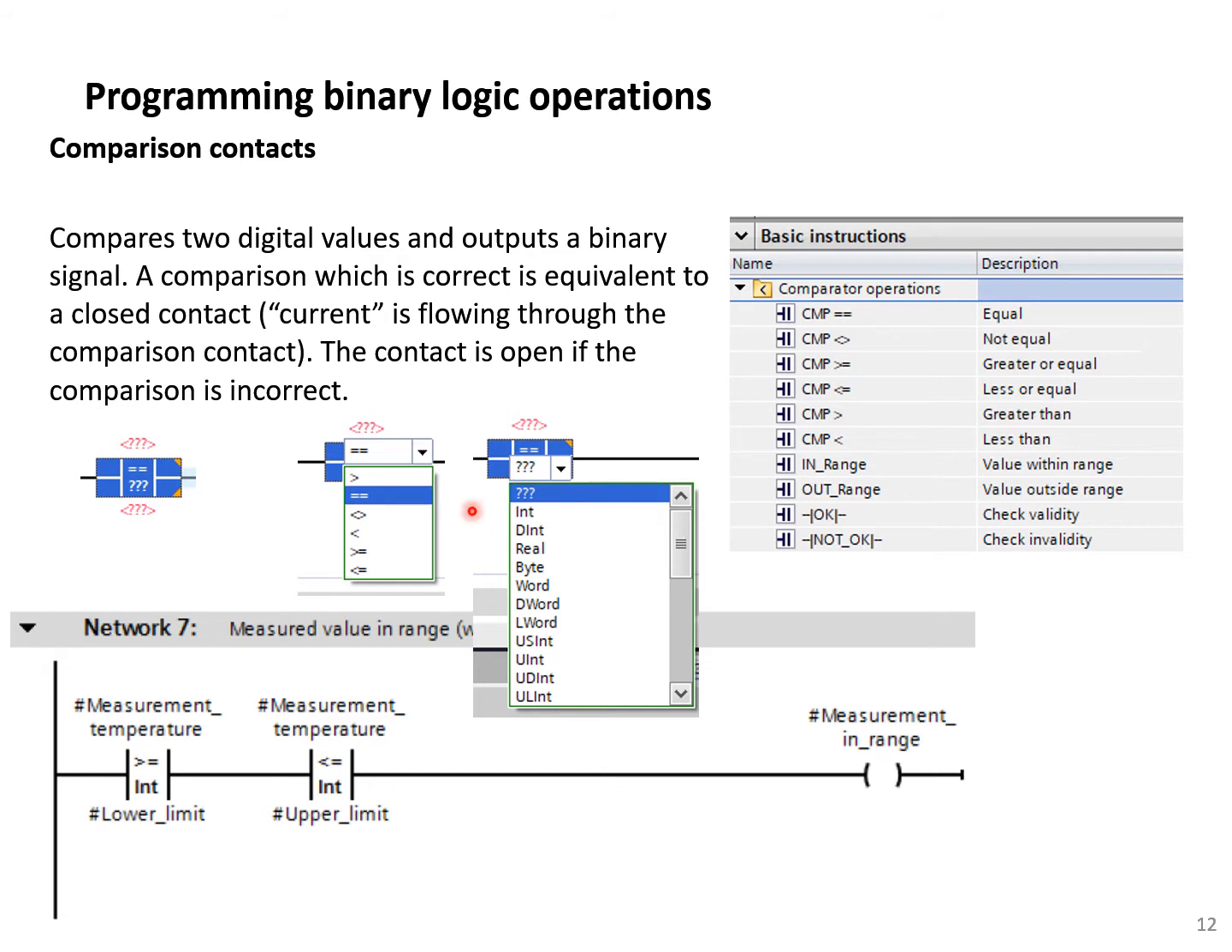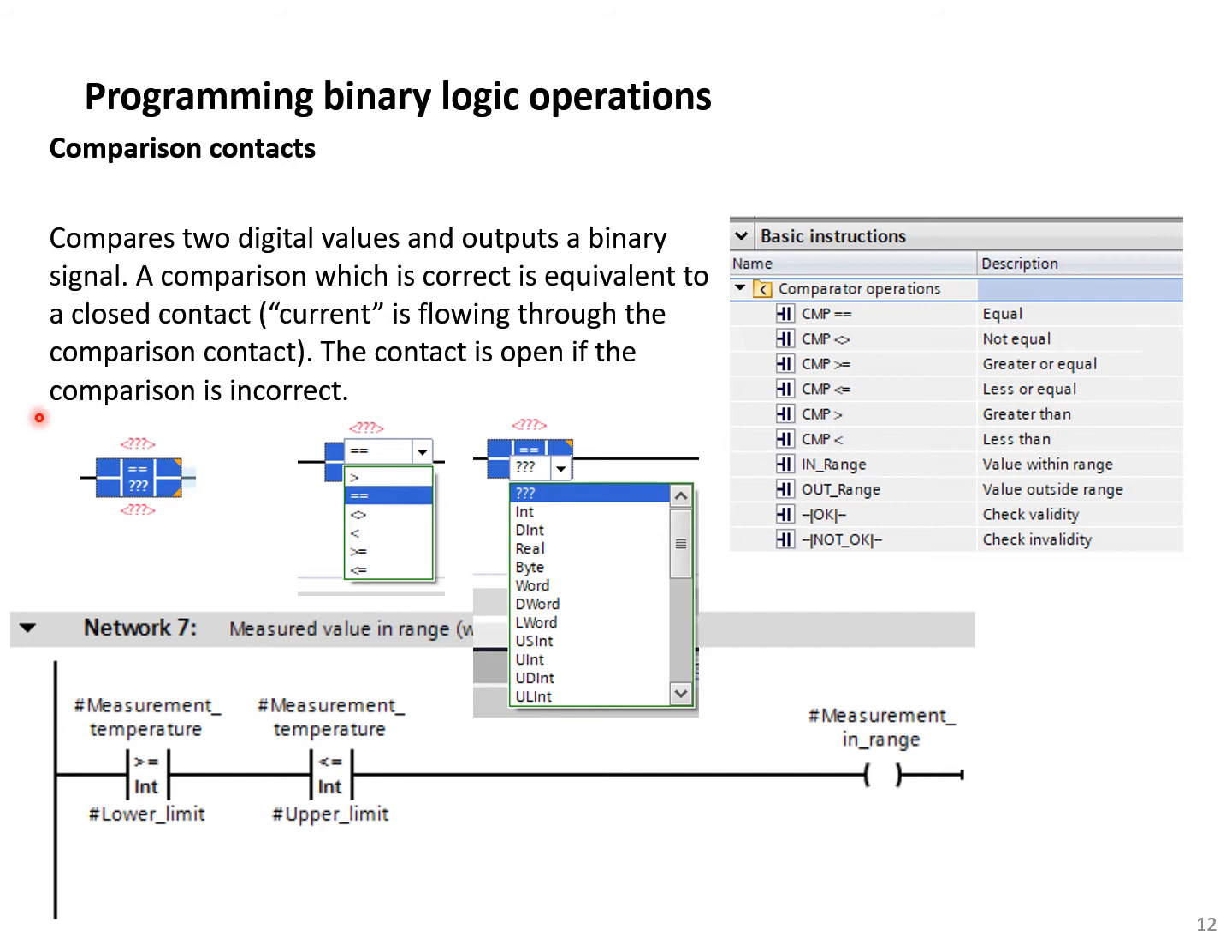Programming binary logic operations with comparison contact. It compares two digital values and outputs a binary signal. If the comparison is correct, it is equivalent to a closed contact. Current is flowing through the comparison contact. The contact is open if the comparison is incorrect.